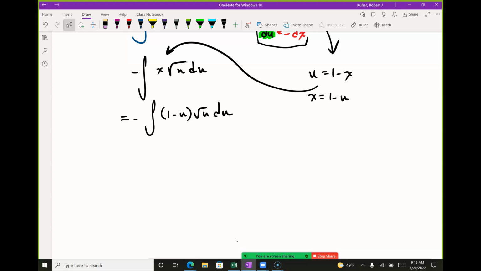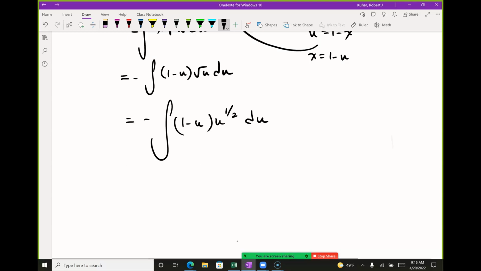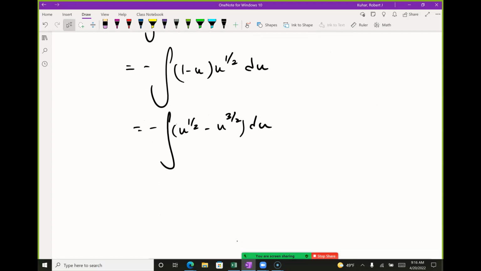So this is power rule stuff here. I've got the opposite of the integral of 1 minus u times u to the 1/2 power du, and I'm going to distribute that u to the 1/2. So I've got u to the 1/2 minus u to the 3/2 du. Do we agree? Good, it distributes in. So I have power rules to do now.